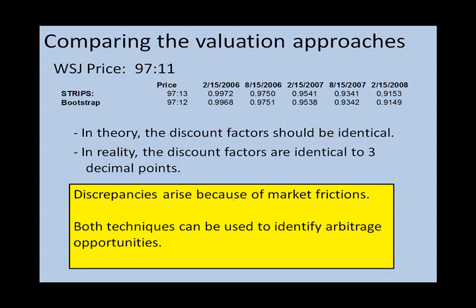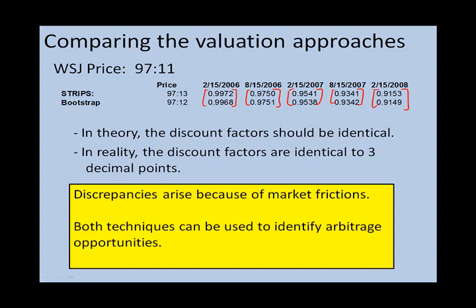In theory, the prices should all be the same. And that would mean that the discount factors should all be identical. In fact, the discount factors aren't quite identical. If we look in each period, they're not the same. They're close, but not identical. Remember we talked about transaction costs. This may account for some of the differences. But these discount factors are identical to 3 decimal places, and we will see that the prices that result are very close to the Wall Street Journal price.